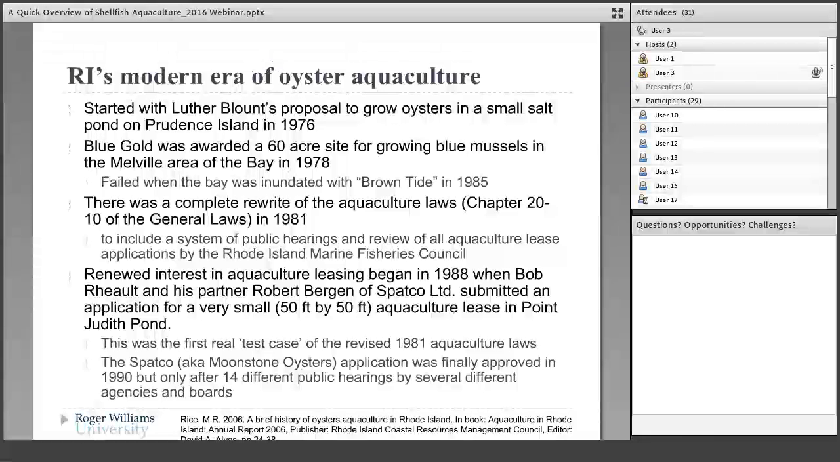Interest really was sparked in 1988 when Bob Rowe and his partner from Spatco Limited submitted an application for a very small lease in Point Judith Pond, which was the real first attempt at testing these 1981 aquaculture laws. And after 2 years of public hearings, which included over 14 different hearings by several agencies and boards, they were awarded a license, and the Moonstone oyster is still being produced in Point Judith Pond.